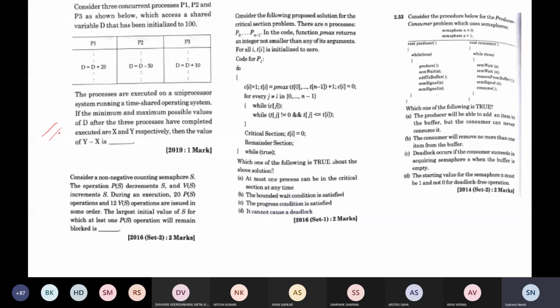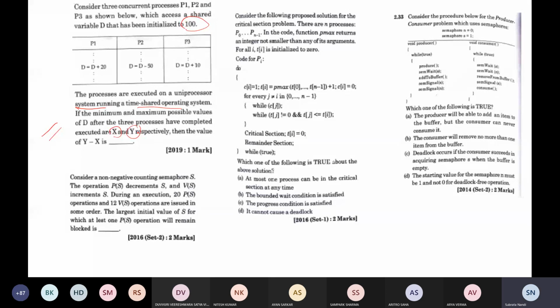What about this one? This is not related to semaphores, right? This is related to shared variable access. The concurrent processes P1, P2, P3 access a shared variable D, which has been initialized to 100, and this is what they are doing with the value of D. The processes are executed on a uniprocessor system running in a time shared environment. If the minimum and maximum values possible are x and y, what is the value of y minus x?